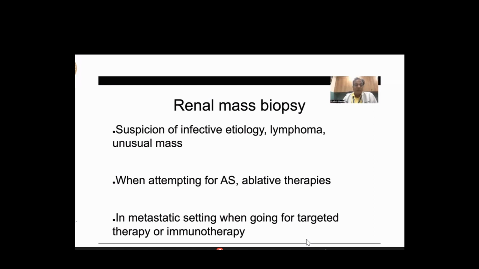It has to be done if you are putting the patient on active surveillance or ablative therapy, or if you're not planning nephrectomy and are putting the patient on targeted therapy or immunotherapy, the biopsy has to be done in these patients. The other indication is that whenever you see an atypical renal mass, it's better to do a biopsy rather than doing a straight away nephrectomy, because many times you will find that the patient may have lymphoma or metastasis. So just don't jump to surgery in these patients.